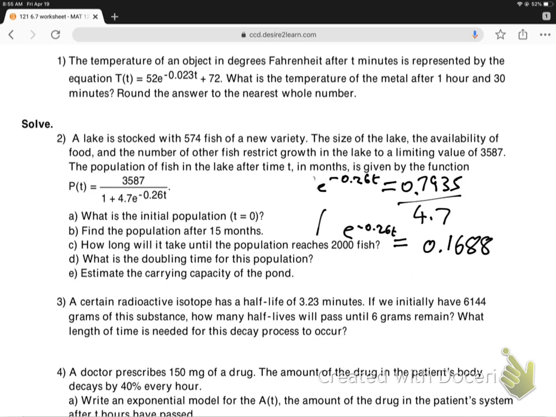So remember, log both sides. Natural log, because this becomes just negative 0.26t. This is still that. So if I hit the natural log of this, and then divide it by negative 0.26, I get 6.8, or about 7 months, if it wants whole numbers.